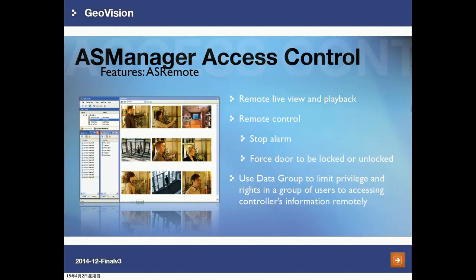Next one is the AS Remote app that you can install on other PCs to connect to ASManager. With AS Remote, you can remotely view live view and playback of the events. You can also remotely stop alarms or force doors to be locked or unlocked. And let's say you are using different data groups. You can have different data group users with different privileges to remotely access your GeoVision information. So let's say today I'm a data group 1 user with no access rights to data group 2, then I'll not be able to see it.